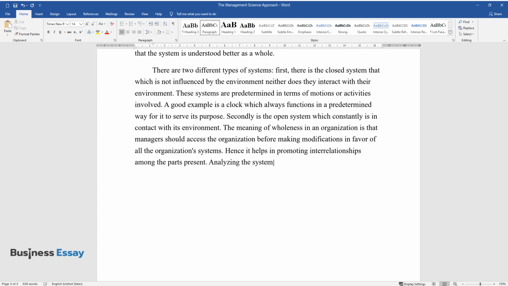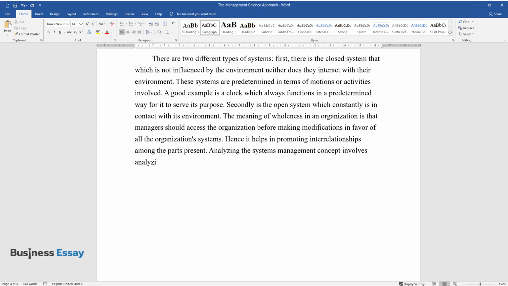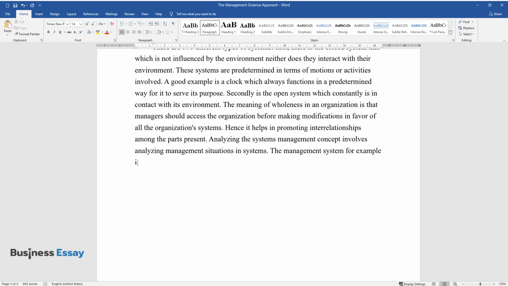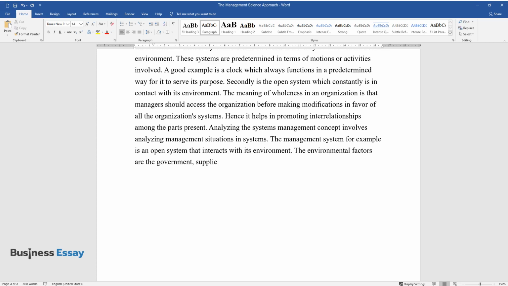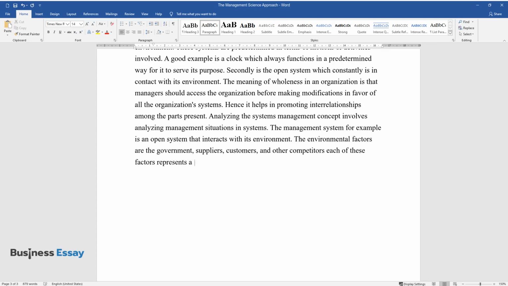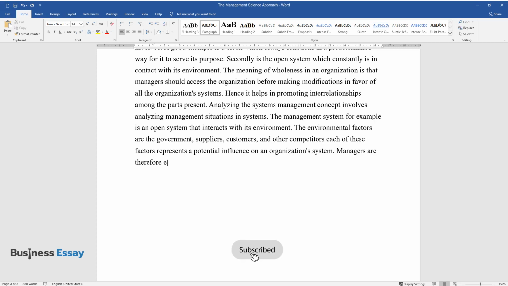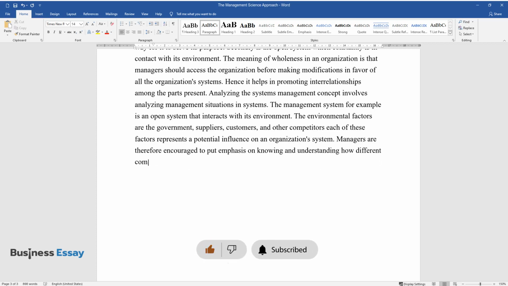Analyzing the systems management concept involves analyzing management situations in systems. The management system, for example, is an open system that interacts with its environment. The environmental factors are the government, suppliers, customers, and competitors. Each of these factors represents a potential influence on an organization's system. Managers are therefore encouraged to put emphasis on knowing and understanding how different components of their organizations work with each other.